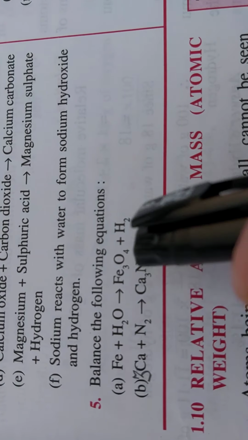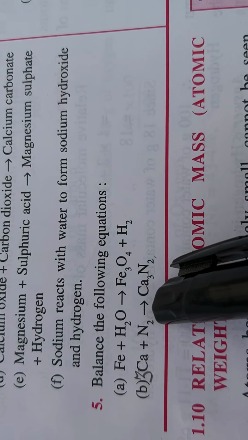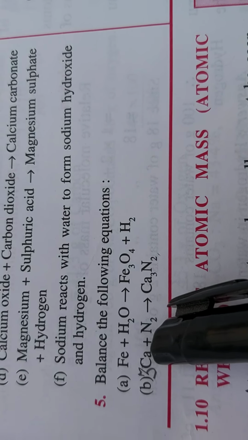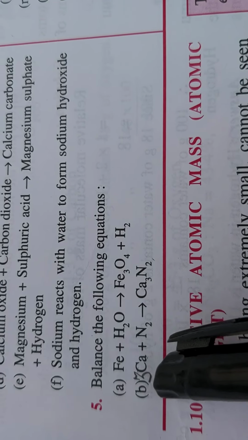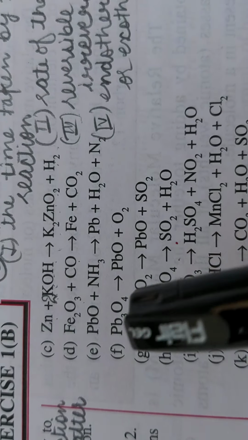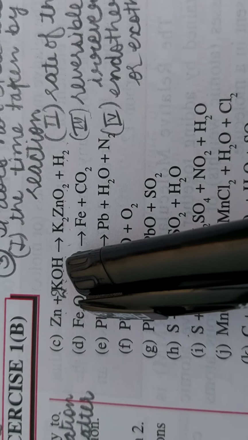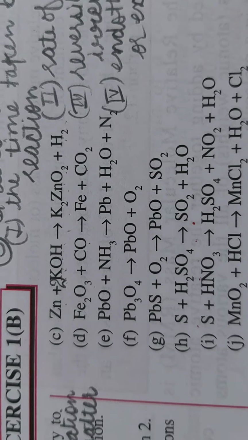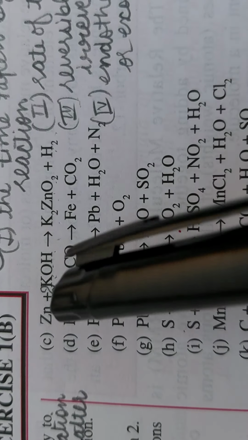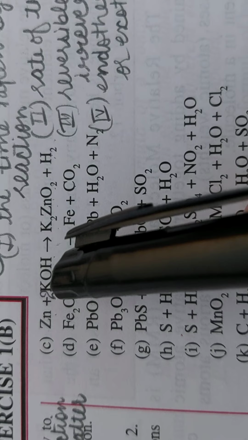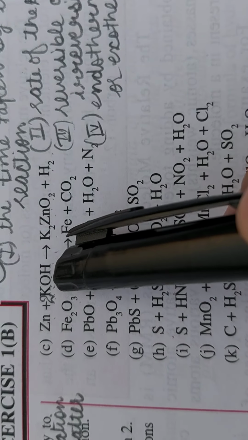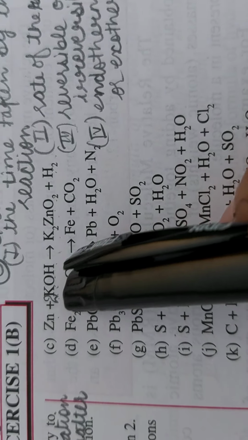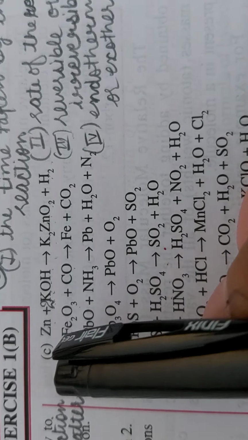See this B part. Nitrogen having 2 atoms on both sides, only calcium having 1 on this side and 3 on this side. Simply we will multiply 3 with this calcium. Now this is balanced. Now see this C part. Zinc plus potassium hydroxide, potassium zincate plus hydrogen, they are formed. Okay, so zinc is 1 both sides. Here potassium 2, here 1. Oxygen 2, here 1. Hydrogen 2, here 1. Means we will multiply this compound potassium hydroxide with 2 and balance is.